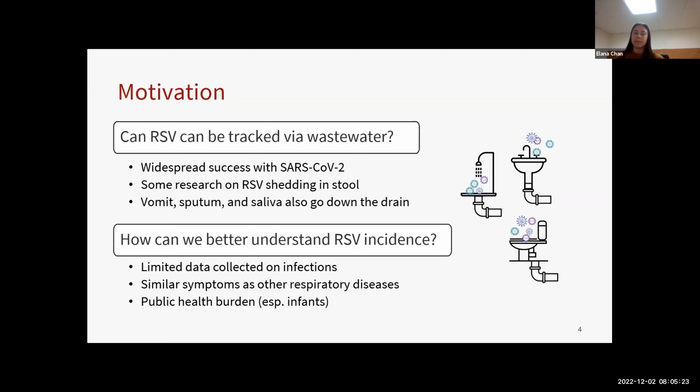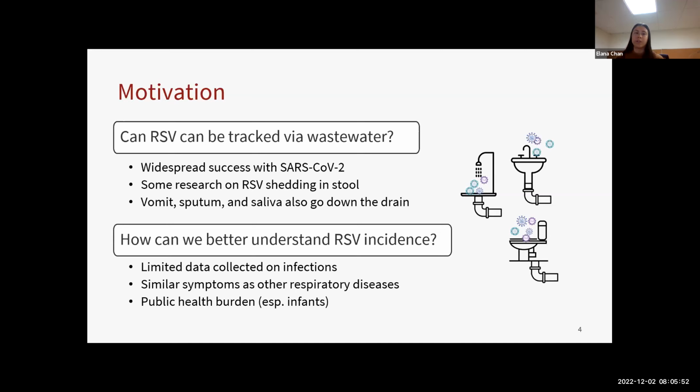Before this, there has been some research on RSV shedding in stool. However, these studies mostly just looked at presence and absence of RSV in stool, so there wasn't a whole lot of information out there on what quantities RSV is shed in stool. But it's also important to remember that anything that goes down the drain will make its way to the wastewater treatment plant. This includes things like vomit, sputum, and saliva, which also may contain RSV, and these all go down the drain as well. So there's good reason to believe that this should work for RSV as well.